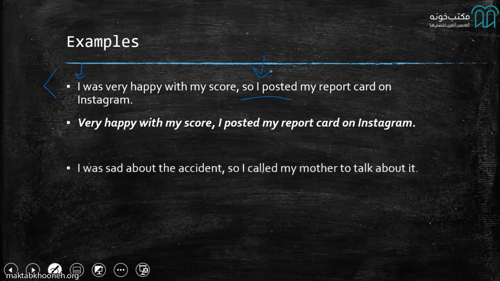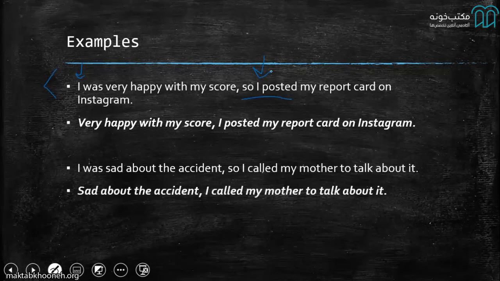Another sentence would be like this. "I was sad about the accident, so I called my mother to talk about it." "Sad about the accident, I called my mother to talk about it." In both cases, I'm removing the subject and the verb and keeping everything else the same. So basically, your sentence starts with that feeling or adjective.